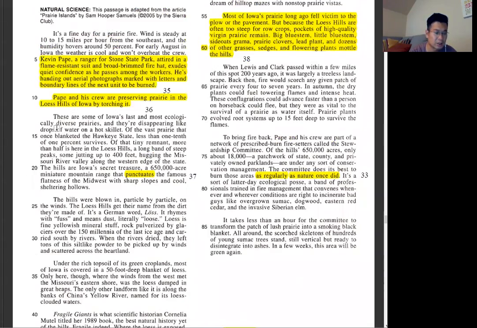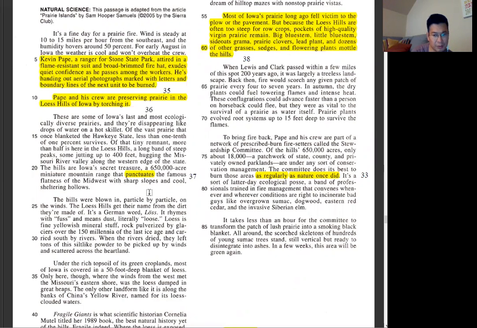And then next paragraph. These are some of Iowa's last and most ecologically diverse prairie, and they're disappearing like drops of water on a hot skillet. The Loess Hills remain, most of half of the year, a long band of steep peaks, 400 feet, hugging the Missouri River, 650,000 acres, a miniature mountain range that punctuates the famous flatness.